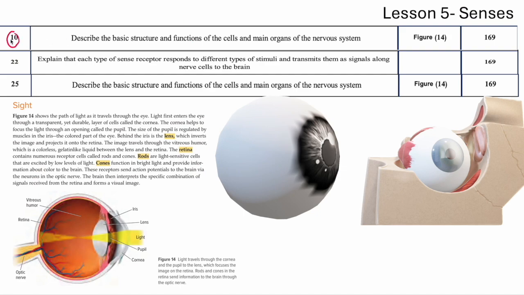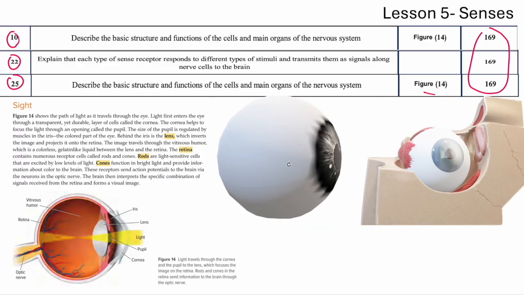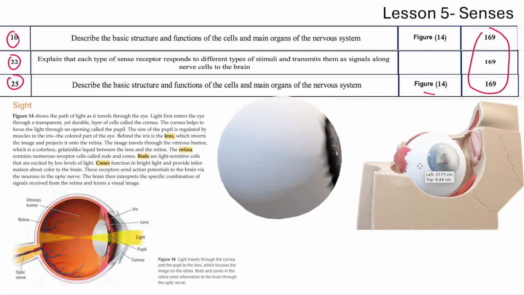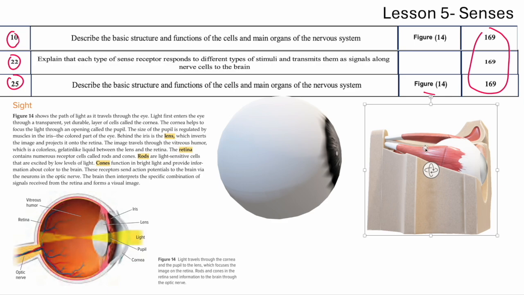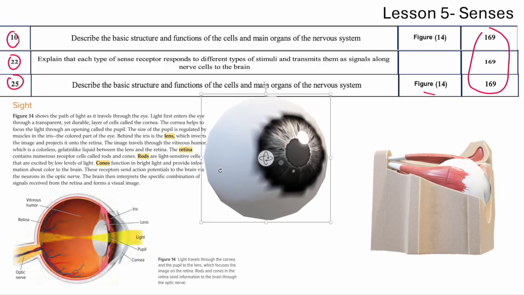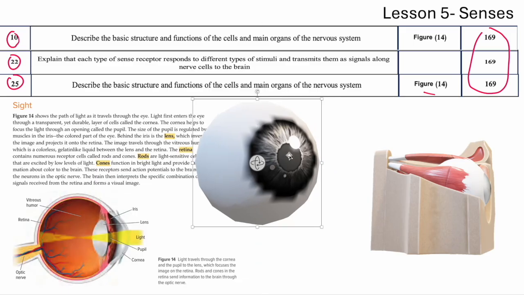Questions 10, 22, and 25 are from page number 169. Your two questions will be from Figure 14. Here Figure 14 is the internal structure of the eye, right? If you see that, you can see that the eye is like a ball. It has the optic nerve that is connected at the backside, right? The colored part of the eye is called the iris, right? This one is the iris. And there is a small opening, you can see, where the light enters, called the pupil.